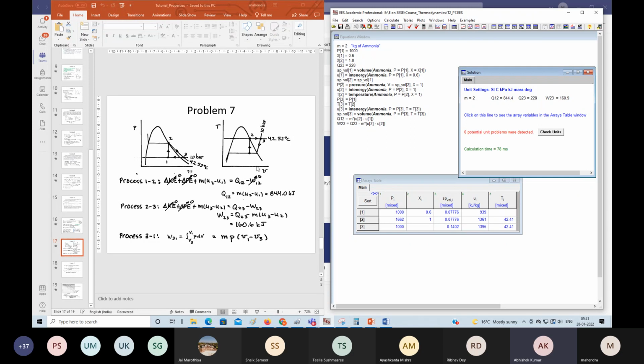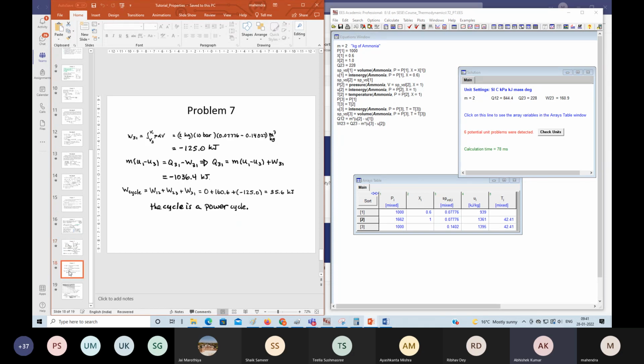Now process 3,1. Process 3,1 is this process. What is this process? Constant pressure process. Yeah. In case of a constant pressure process, what is the work? So P delta V multiplying by mass. Okay.